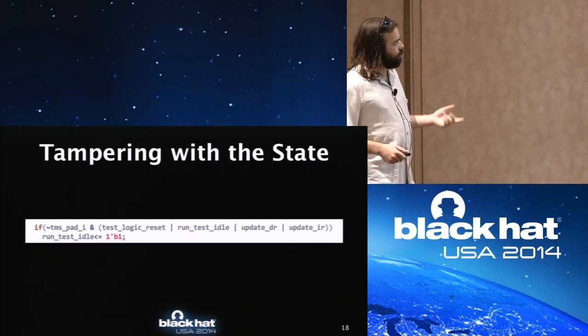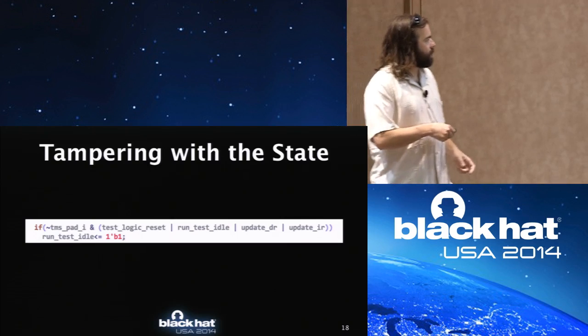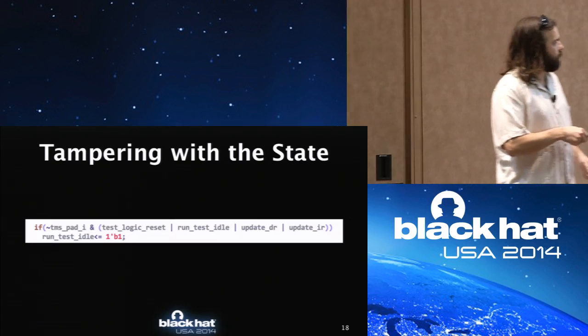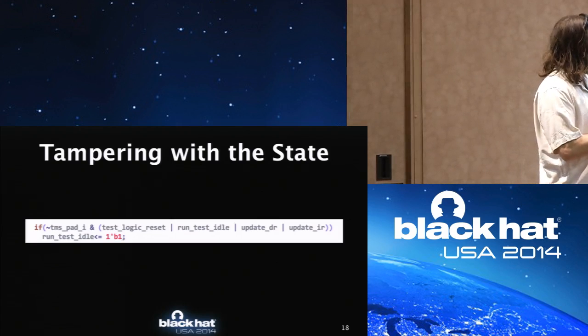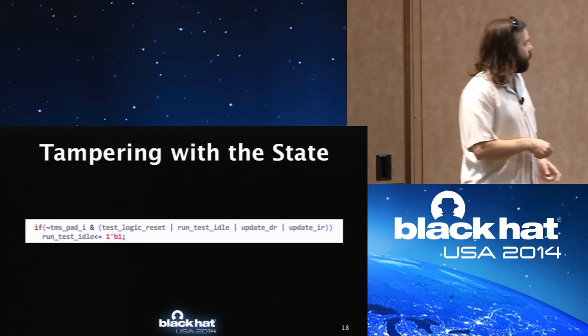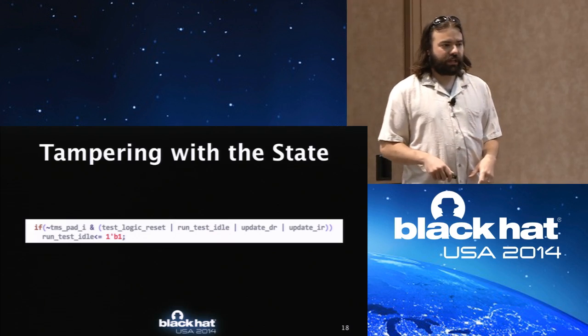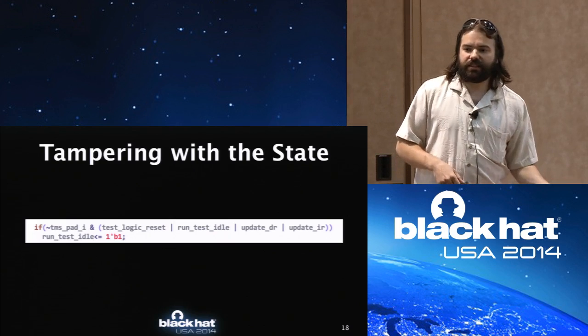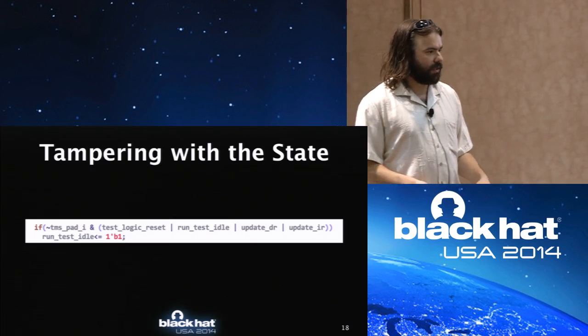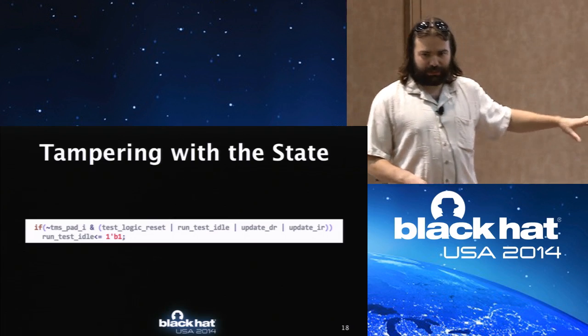What I did find pretty interesting is this one state, run test idle, has this really long stream of logic. We have 4 values and actually a 5th value, logically combined to tell us what our next run test idle state is going to be. When you synthesize this, there's a lot of optimization that goes on, so it may not look exactly like this. It may look bigger or smaller.